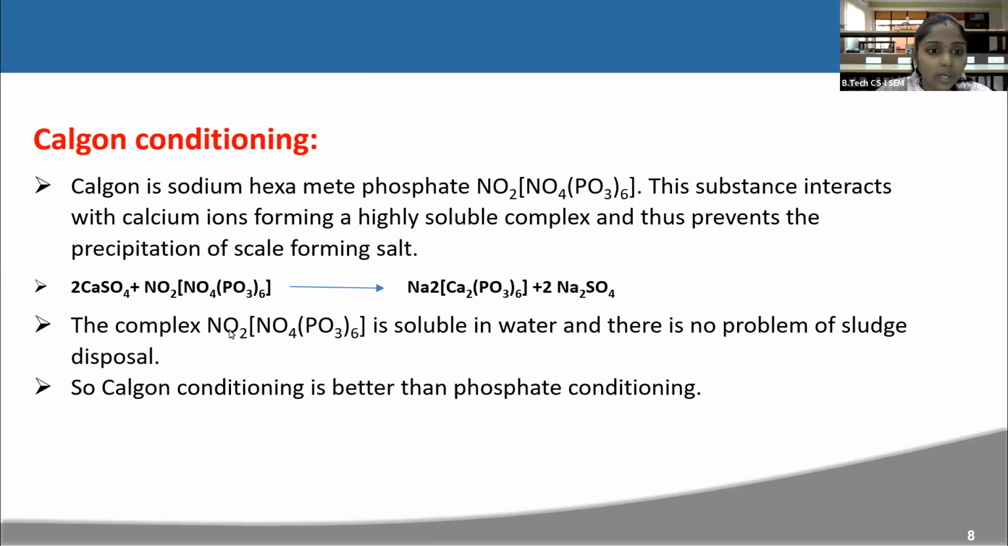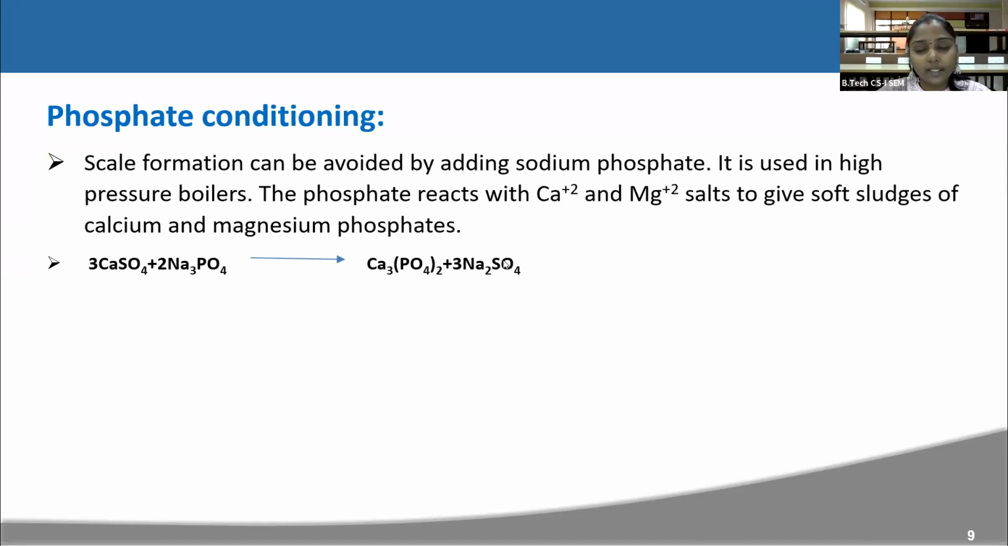So here we have to change this equation, Na2 here also. Na2 Na2 NO4 PO3 6 means sodium hexametaphosphate; hexa means 6. Metaphosphate is soluble in water and there is no problem of sludge disposal. So colloidal conditioning is better than phosphate conditioning.